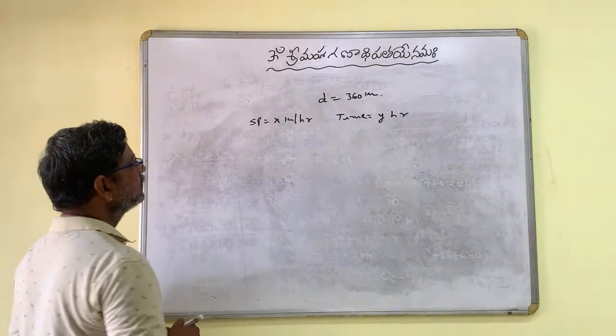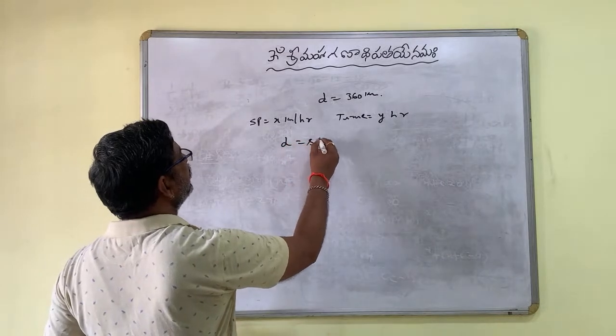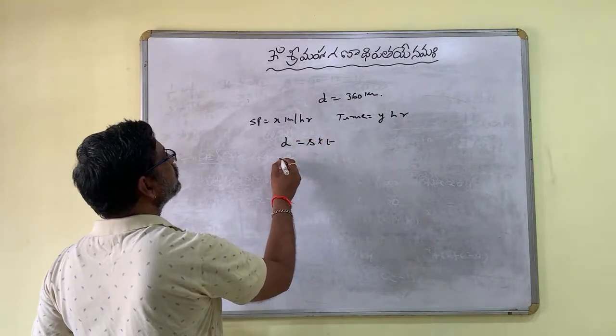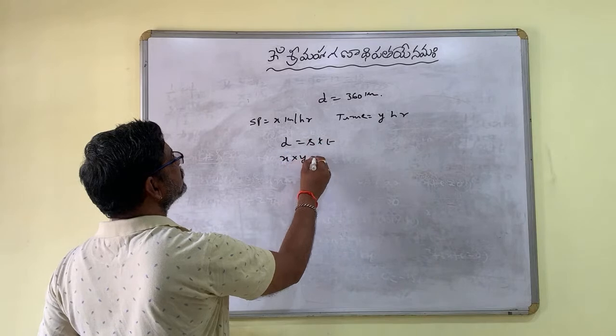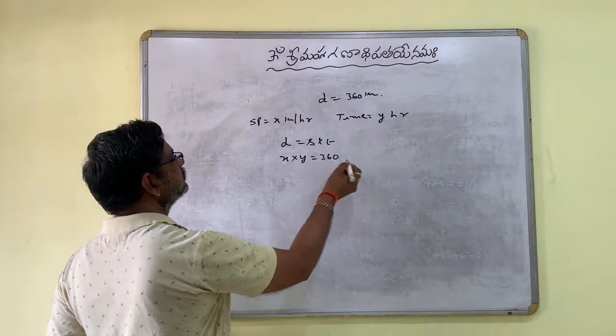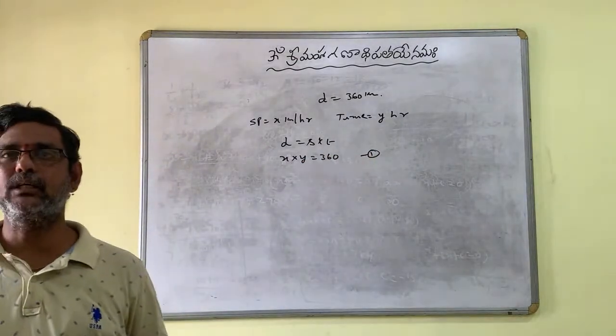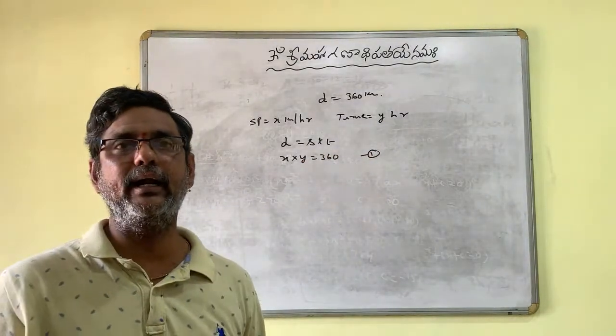Now we know that distance is equal to speed into time. So x into y is equal to 360. This is equation 1.